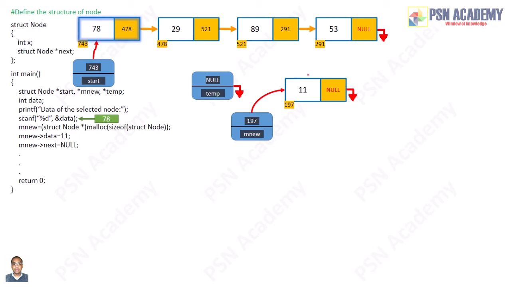So according to the present scenario and the requirement by the user, this new node will be inserted here, so that this one remains as the first node and this one becomes a second node, whereas this becomes a third node, right?